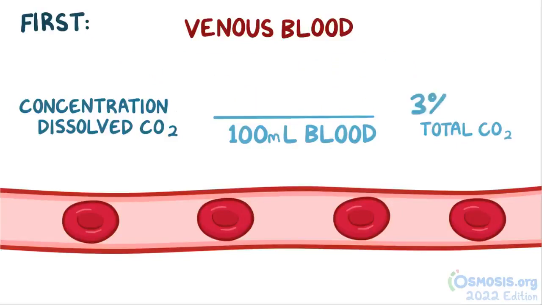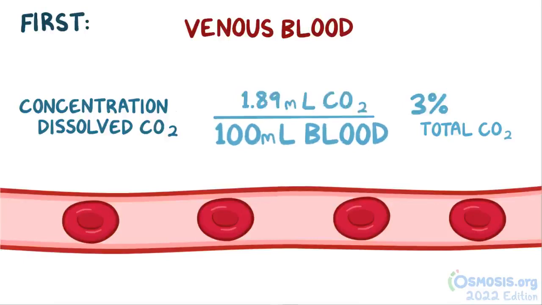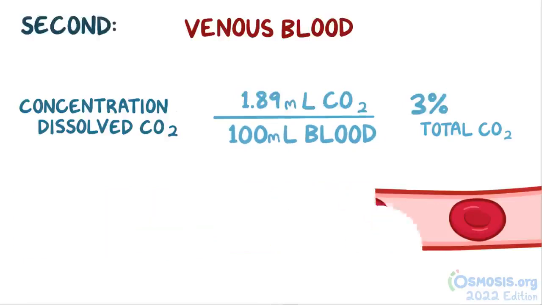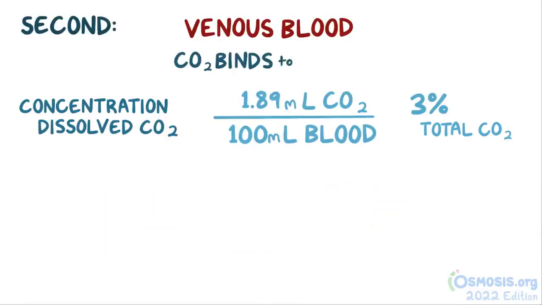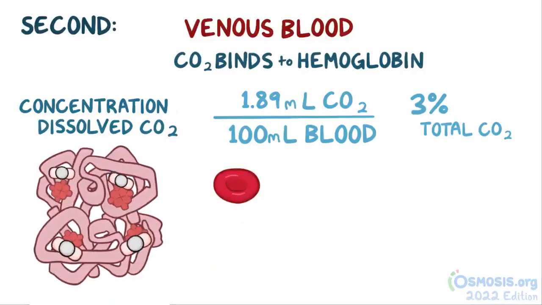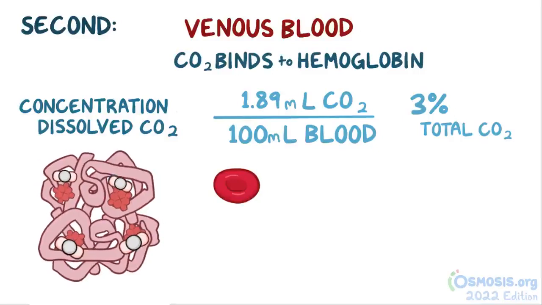Now, another 3%, or about 1.89 milliliters of carbon dioxide in 100 milliliters of blood, is transported a second way. Carbon dioxide binds directly to the terminal amino acids of each of the 4 globin chains in a hemoglobin protein. Hemoglobin is the most abundant protein in the red blood cells, and each hemoglobin can hold up to 4 molecules of carbon dioxide. When hemoglobin is bound to carbon dioxide, it's called carbaminohemoglobin.